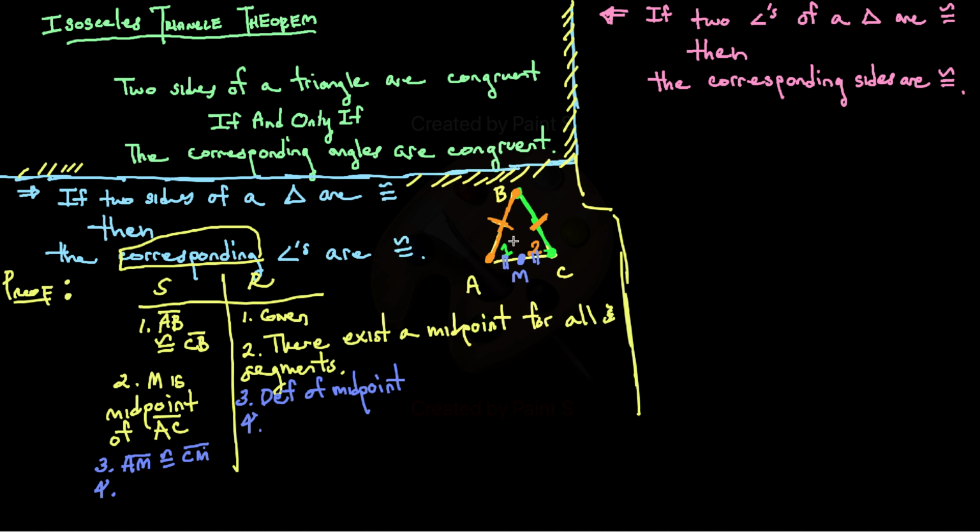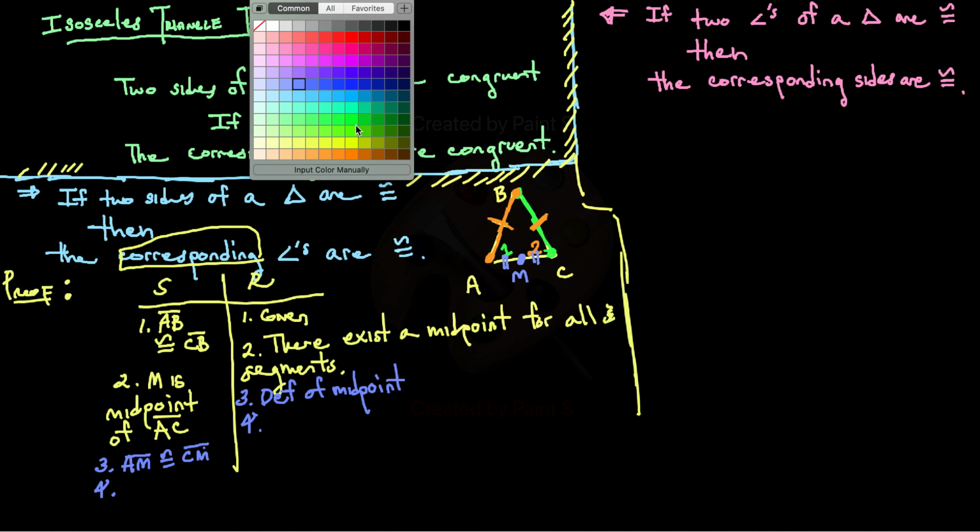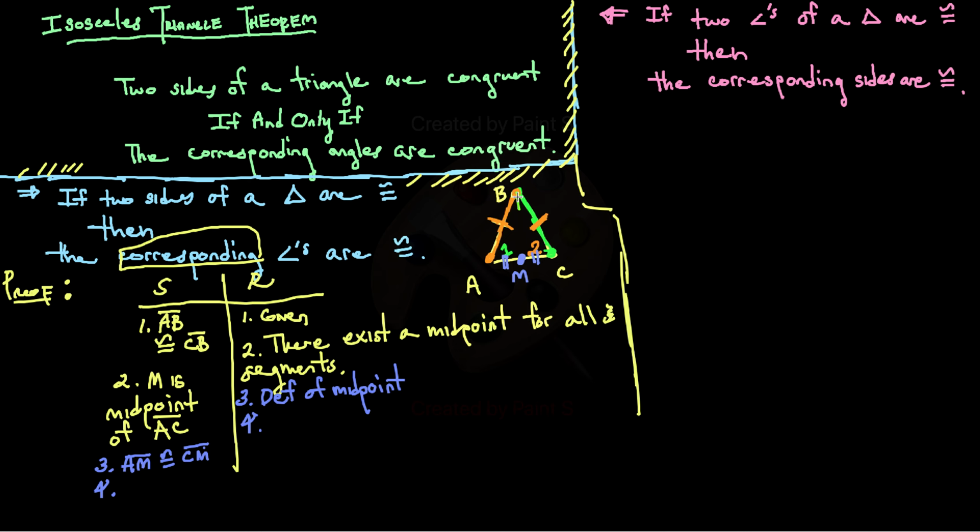Now you want to see what we have. Let's say I draw this line BM here. We know that it's congruent to itself by reflexivity. So I'm just going to say that BM is congruent to itself by reflexivity. Reflexive.